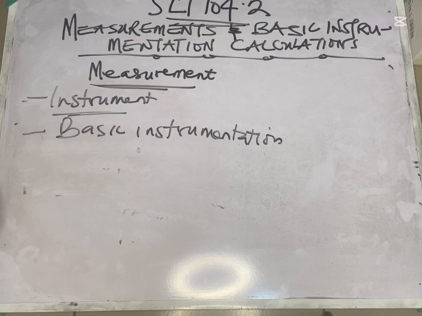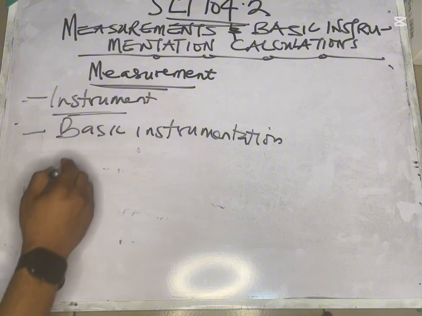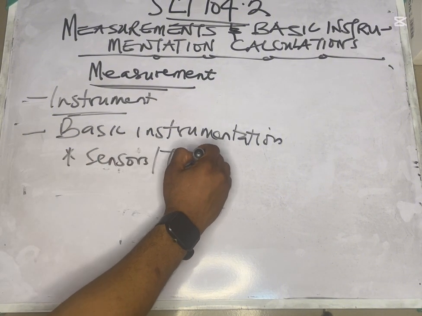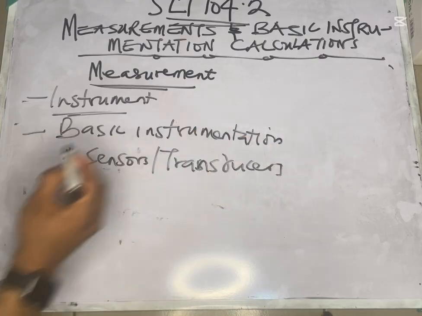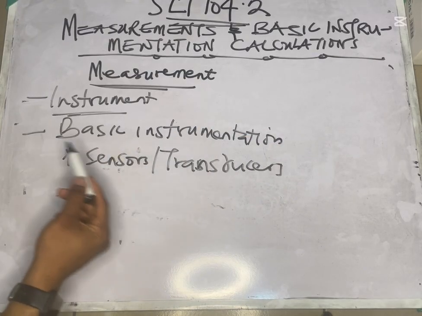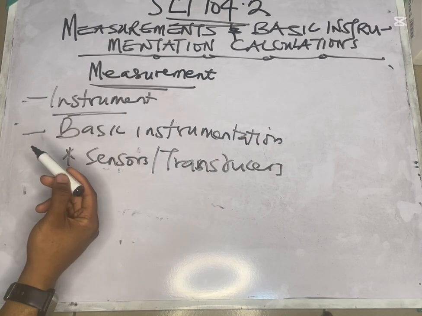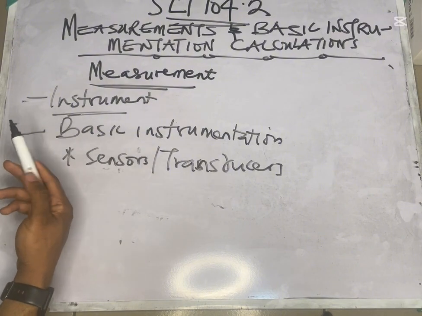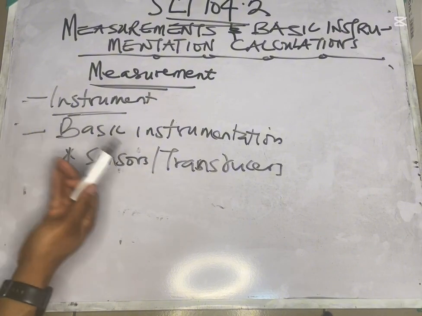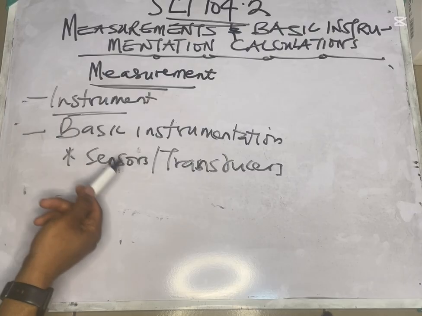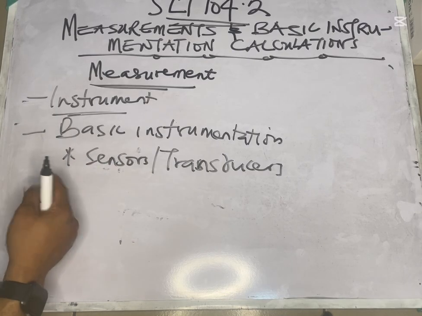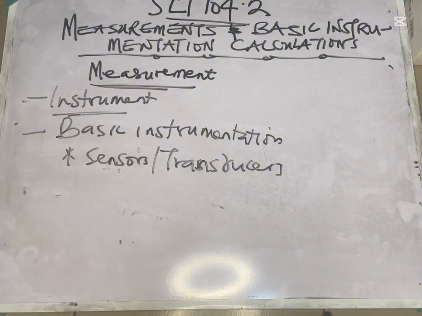So there are four components of basic instrumentation. We have sensors and transducers. This component of instrumentation shows how to convert physical quantities to measurable signals. Physical quantities are quantities that are physical in nature, for instance length, mass and volume. When they are converted to signals that can be measured, sensors and transducers are used to do that.